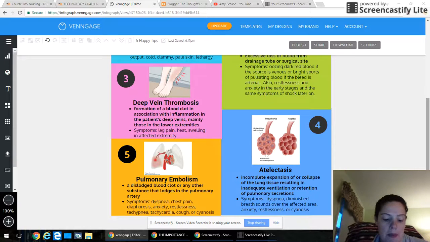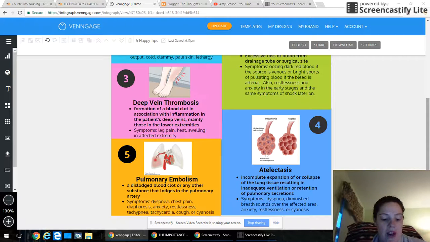The last major complication is pulmonary embolism. Pulmonary embolism is a dislodged blood clot or any other substance that lodges in the pulmonary artery. It can occur following surgery if a patient has a DVT that dislodges. Signs and symptoms include dyspnea, chest pain, diaphoresis, anxiety, restlessness, tachypnea, tachycardia, cough, or cyanosis. Severity depends on the degree of blockage, and sudden death can occur sometimes.